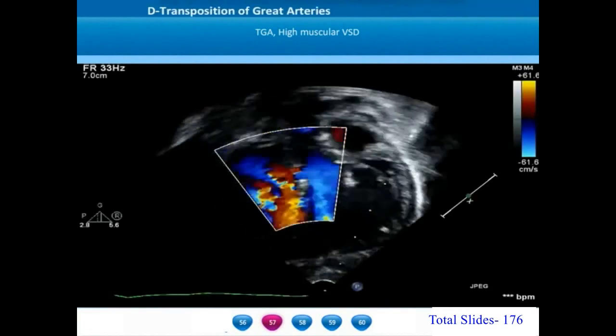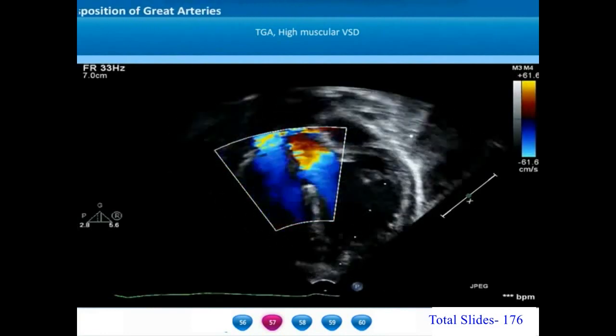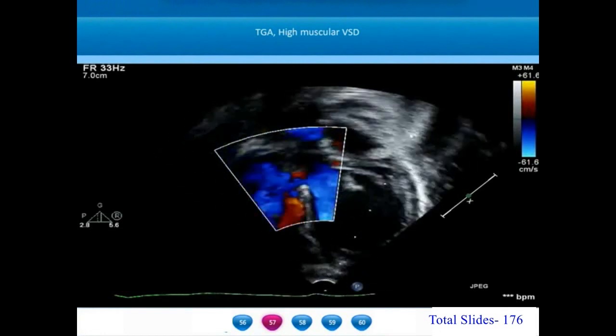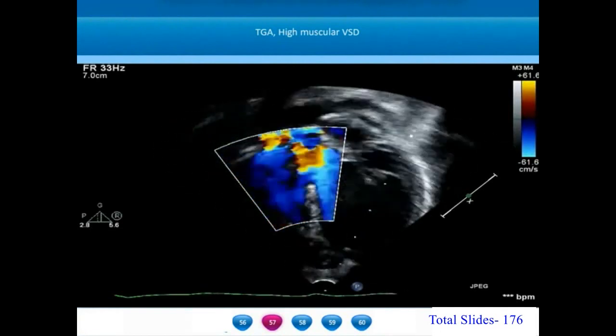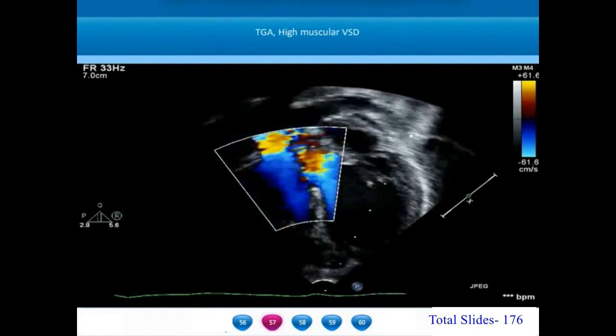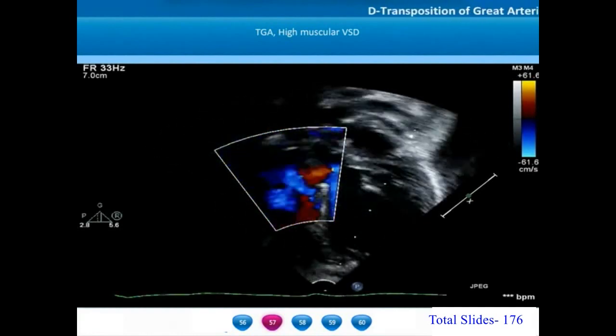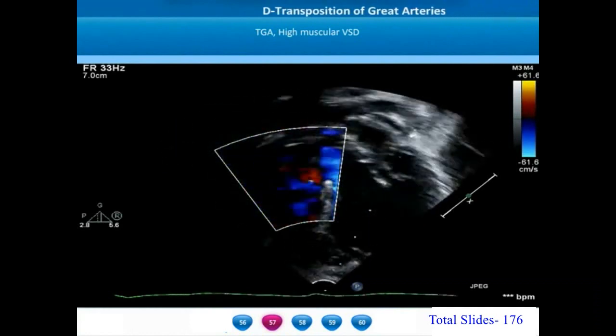In the previous example shown with a high muscular ventricular septal defect, we can notice the color flows through the high muscular VSD. Since the left ventricle and right ventricle pressures are similar due to the large ventricular septal defect, the flows across the ventricular septal defect are very laminar and do not show any turbulence.